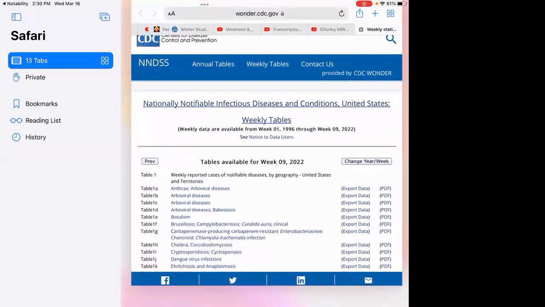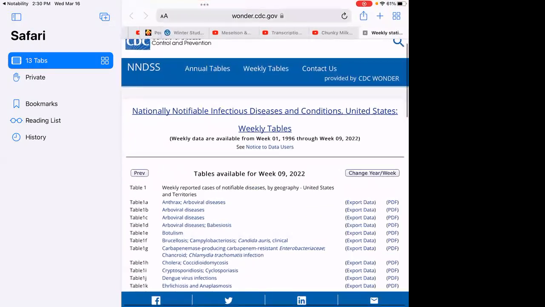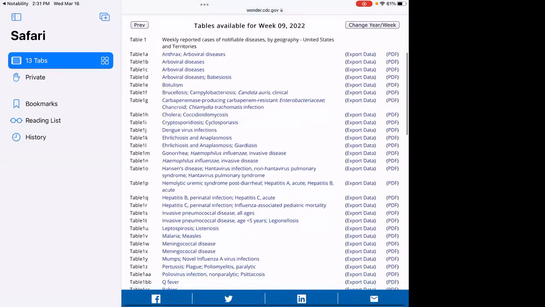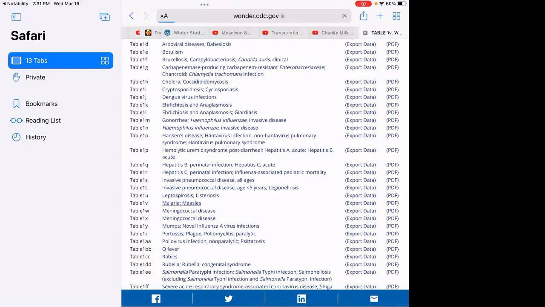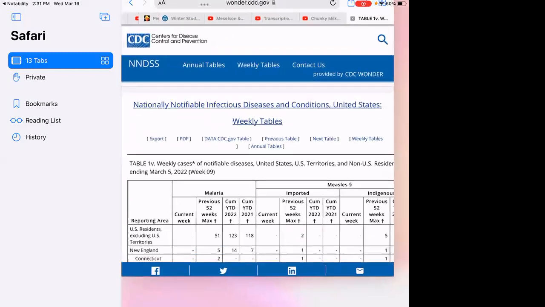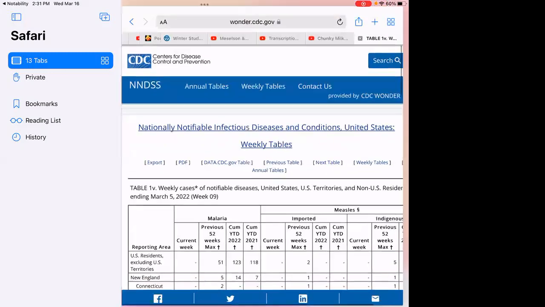Okay, so this is kind of small, but this is an example of the notifiable disease chart, and this was for week 9. So this was like 2 or 3 weeks ago, I think, that I brought this up. You can see the list of diseases here. Let's pick one that we've talked about here. We've got malaria.